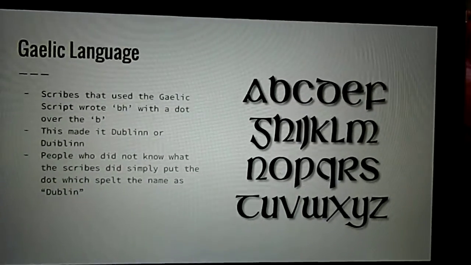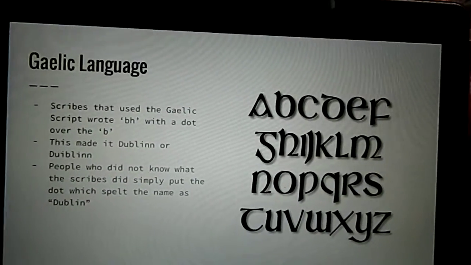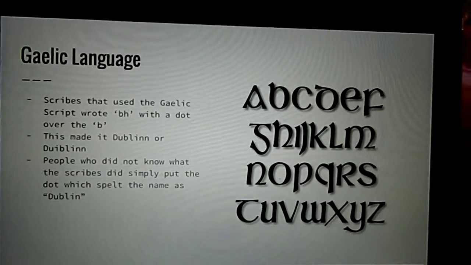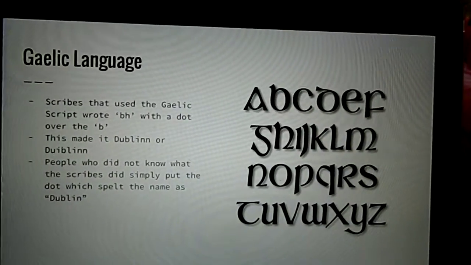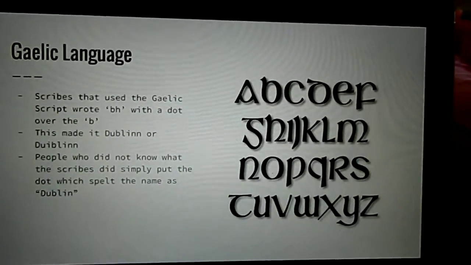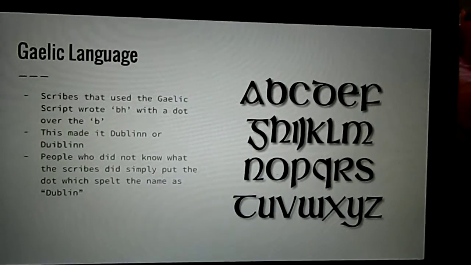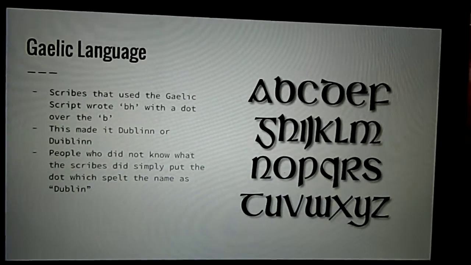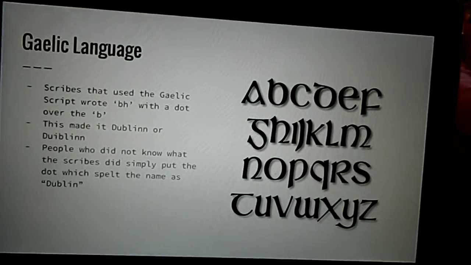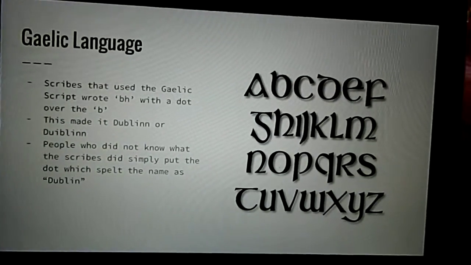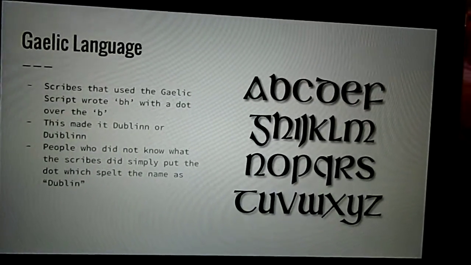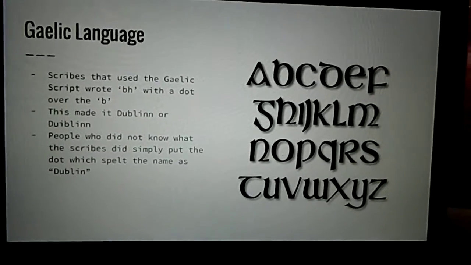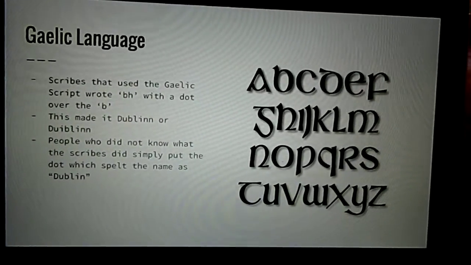Scribes that used the Gaelic script wrote BH with a dot over the B, so this made Dublin or Dublin. And people who were not familiar with the Gaelic script and weren't scribes and didn't know that they did that, they didn't put the dot over the B, so it just made the name Dublin. And this picture right here, that is the Gaelic alphabet.